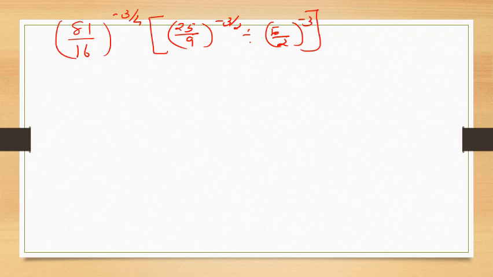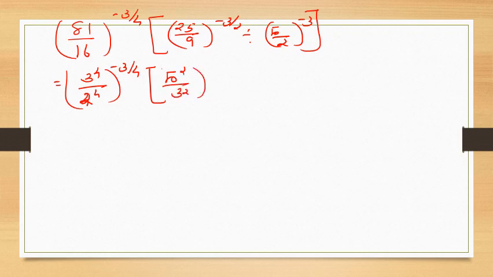So how to write 81 by 16? 81 by 16 you can write it as 3 raised to 4 by 2 raised to 4, raised to minus 3 by 4. 25 by 9 you can write it as 5 squared by 3 squared raised to minus 3 by 2. Here it is a reciprocal, so you can write it as 2 by 5 raised to minus 3.